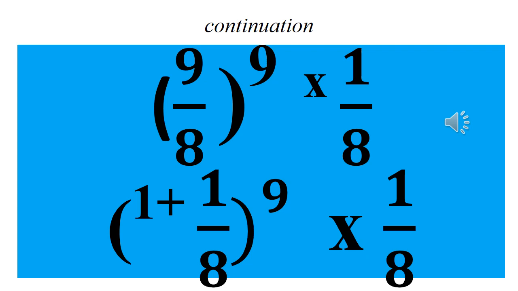So then we can now simplify 9 over 8 as 1 plus 1 over 8. If you add 1 plus 1 over 8, it will give us 9 over 8. What we're trying to do is to have the 1 over 8 that we have at the right side also inside the bracket. So we replace 9 over 8 with 1 plus 1 over 8 raised to power 9, then multiply by 1 over 8.